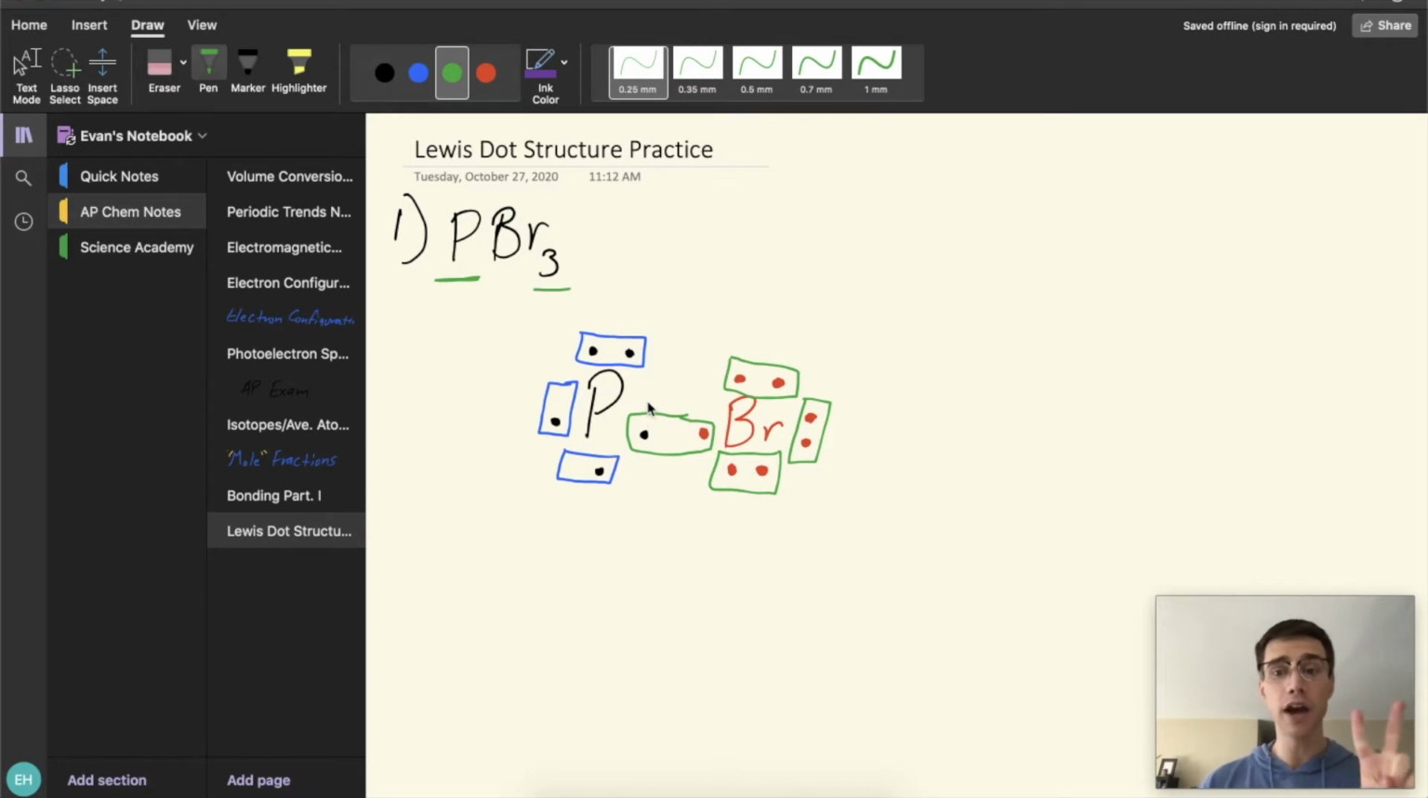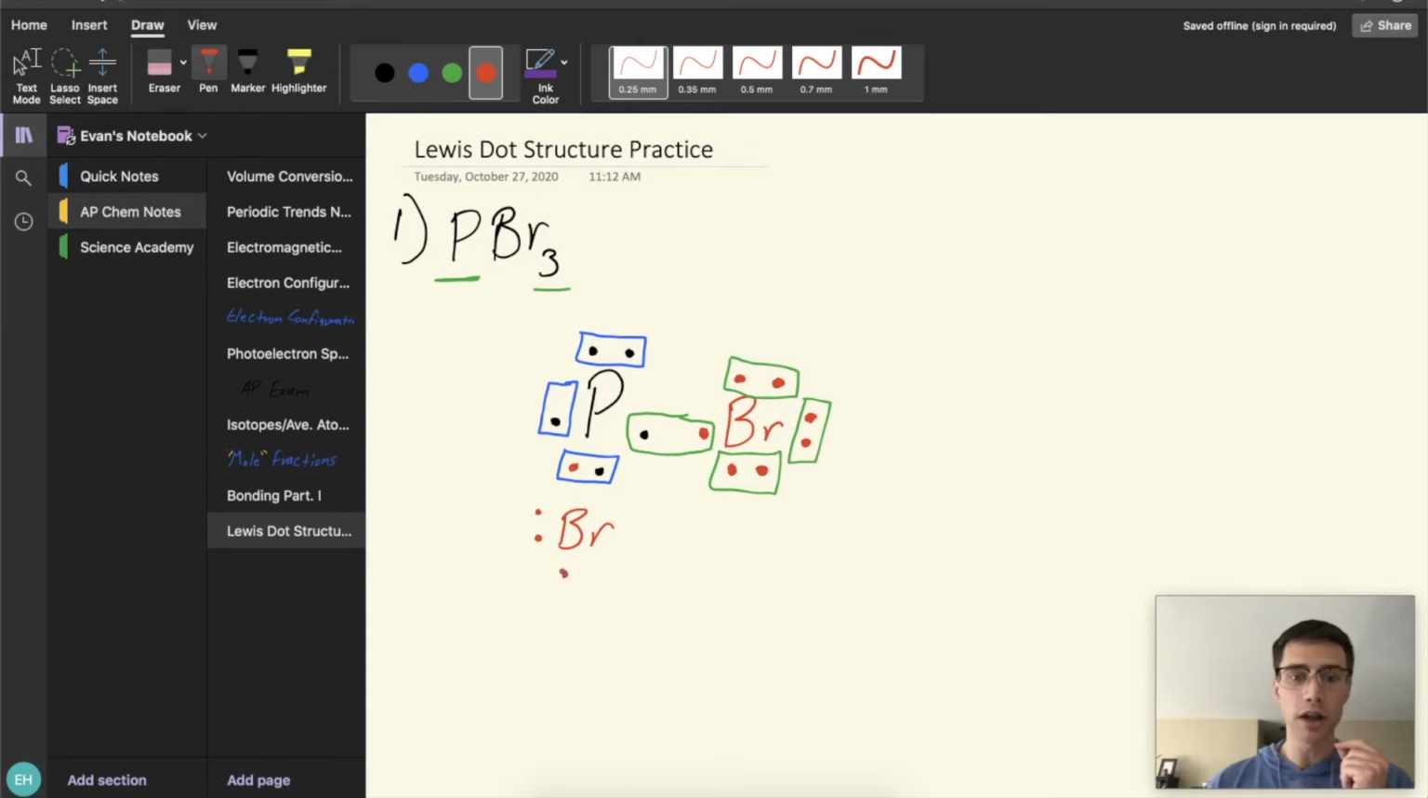Now, conveniently, we have 2 more bromine atoms. So what we can do is also draw a bromine down at the bottom, and I'm going to fill it with its 1 valence electron at the top. So remember, we still have 6 more.